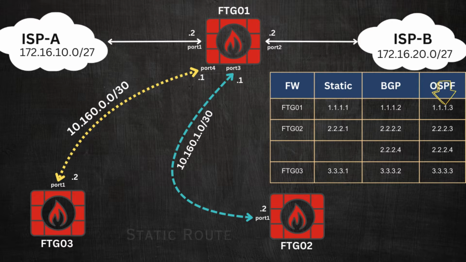Fortigate 1 will then also advertise 1.1.1.3 into OSPF. Fortigate 2 will advertise 2.2.2.3 as well as 2.2.2.4. And this is on purpose because I'd like us to observe and see what happens to this prefix when it's advertised by both BGP and OSPF. We'll take a closer look and see, with this prefix 2.2.2.4, how is it going to be entered into the routing table? Which protocol is going to be preferred?